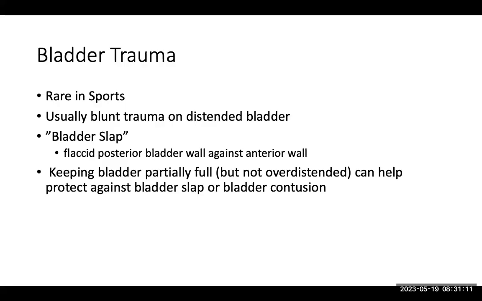So bladder trauma is a rare injury that we can see in sports. It's typically related to blunt trauma on a distended bladder. With a lot of activity, you can have repetitive contact of a flaccid bladder against the anterior wall, which is again this bladder slap. It can occur in athletes, especially those who participate in increased physical activity, like long distance running, track, swimming, lacrosse. They typically have suprapubic tenderness and they may present with hematuria. Rupture is rare in this population. And one way to prevent this bladder slap that we see in athletes is to have a partially full bladder, which helps protect against that swinging of the bladder against the trigone.